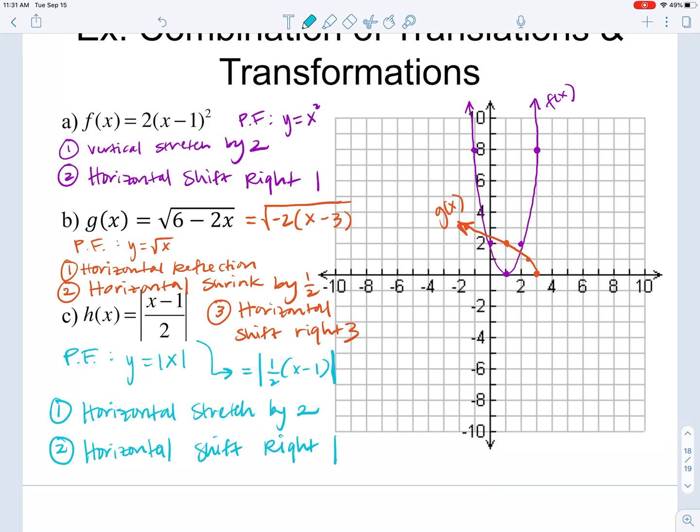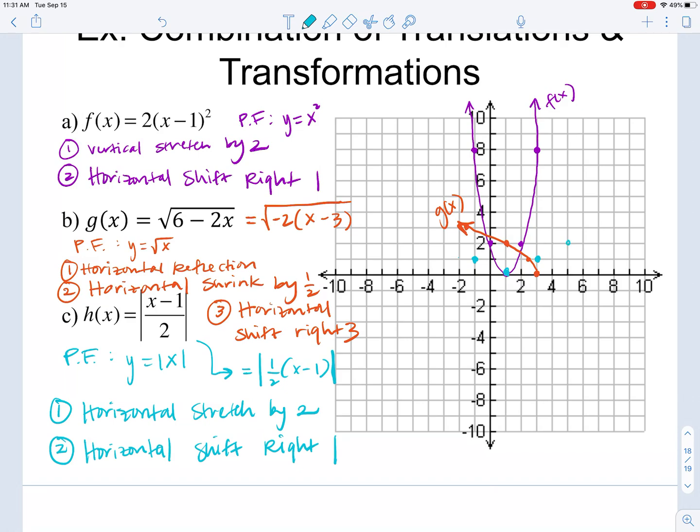So I'm thinking about the parent function. 0, 0 wouldn't go anywhere from the stretch. We shift to the right 1, landing me at 1, 0. 1, 1, when horizontally stretched by 2, lands me at 2, 1. But then I shift to the right 1, landing me at 3, 1. -1, 1, when horizontally stretched by 2, puts me at -2, 1. I shift to the right, and I'm at -1, 1.